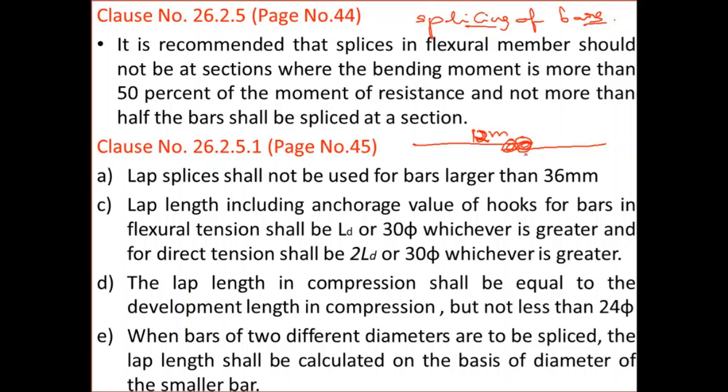Now whenever the splicing has to be done, at this section bending moment should not be greater than 50% of the moment of resistance. Then suppose at that section we are placing 6 bars. In the beam we are providing 6 bars like this. Then at a given section, not more than 50% of the bars can be spliced.